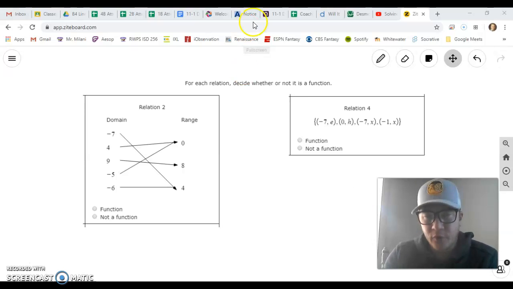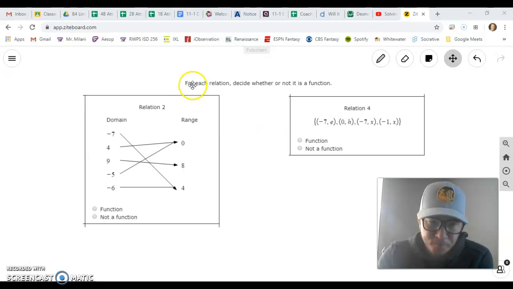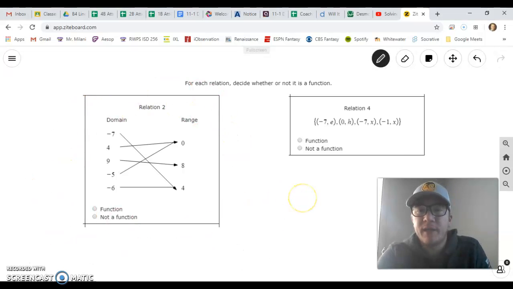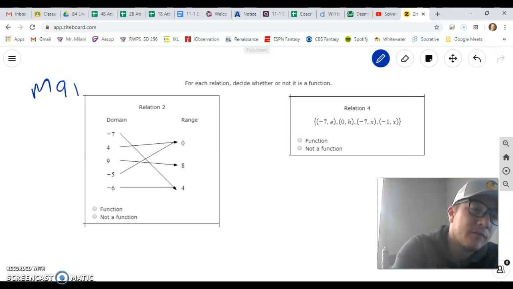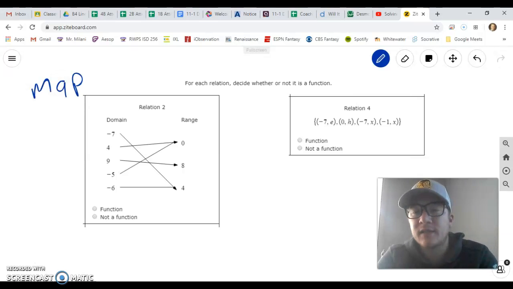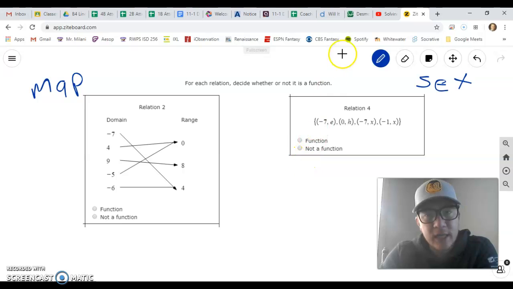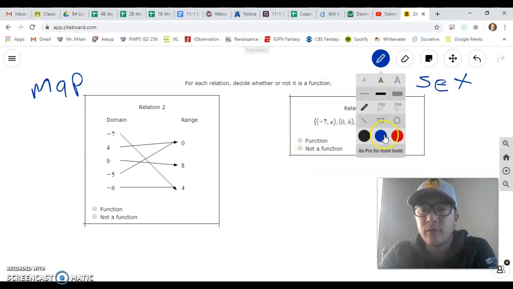First of all, you're going to be looking at a couple problems where you've either got this mapping diagram over here. Okay, so we've got a mapping diagram on the left-hand side, call that a map. And then on the right-hand side, you've got this set of ordered pairs. Now, they're both technically representing similar things.